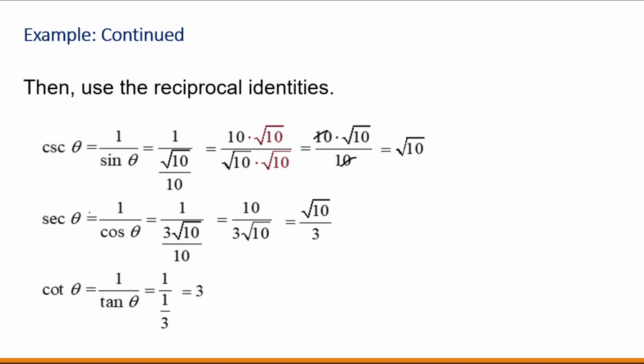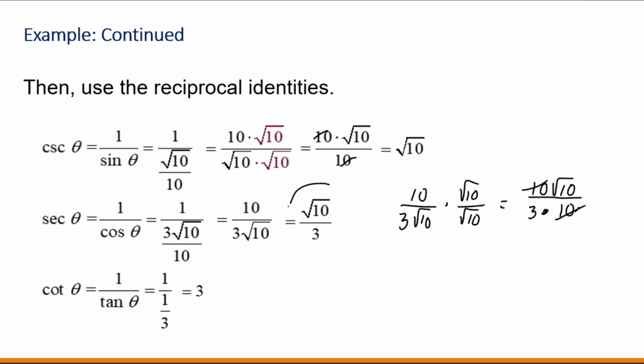Secant theta is equal to the reciprocal of the cosine of theta. And so the reciprocal of 3 square root 10 over 10 is 10 over 3 square root 10. And so if we take 10 over 3 square root 10 and rationalize it by multiplying by square root 10, then that gives 10 square root 10 over 3 times, and square root 10 times square root 10 is 10. And so the two 10s cancel, and that leaves square root 10 over 3.